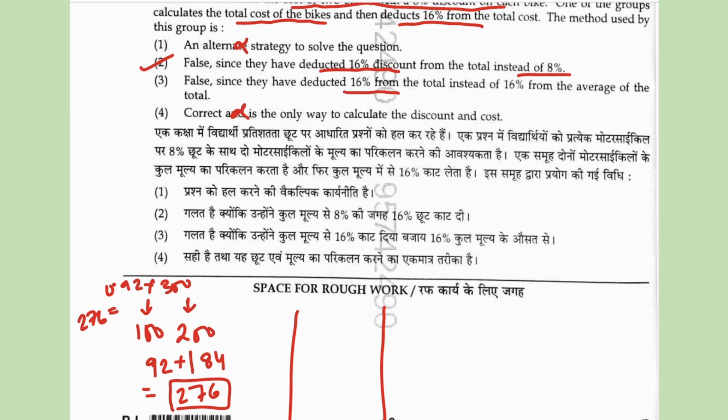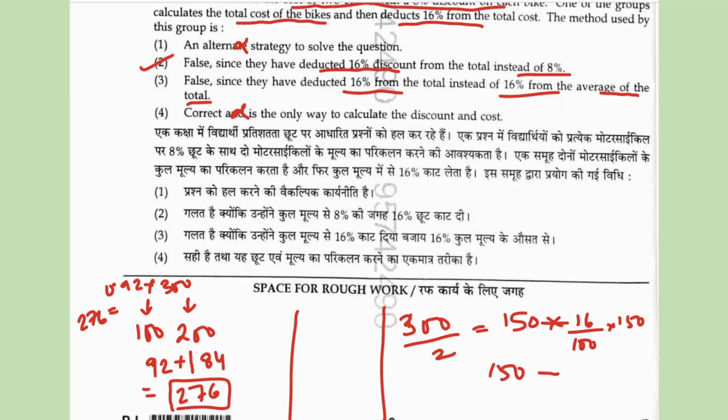Okay, they have deducted 16% from the total instead of 16% from the average of the total. So if they had to do that, suppose the cost of the two bikes total is 300 rupees according to me. Average cost is 150 rupees. Now on this they are deducting 16%. Okay, they are subtracting 16% of it. So this gives you 150 minus 16% of 150. Means you'll have to subtract that, which is 24. And they're getting a very low price, which is not the correct price. So this is wrong. This is the wrong way.